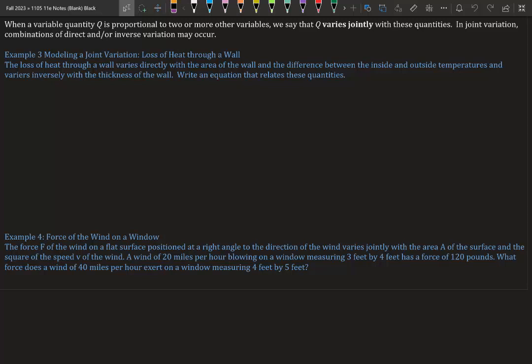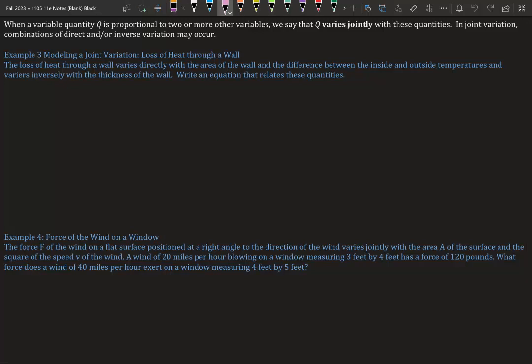Modeling a joint variation: loss of heat through a wall. The loss of heat through a wall varies directly with the area of the wall and the difference between the inside and outside temperature, and varies inversely with the thickness of the wall. Write an equation that relates these quantities. So there are no variables, there are no numbers. So here we're just creating a model to represent this information. We don't even have variables, so we actually need to start bringing out things to say, okay, this means this, this means this. So the loss of heat through a wall, that's a pretty darn important thing.